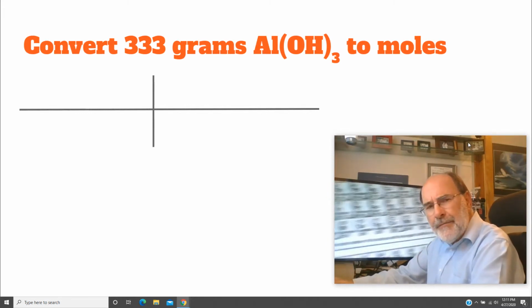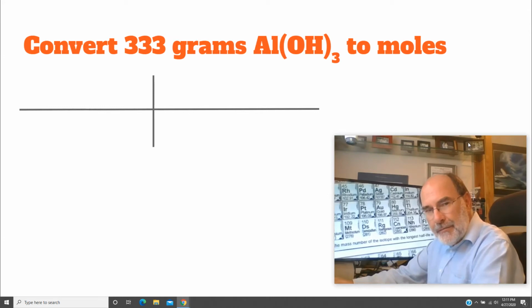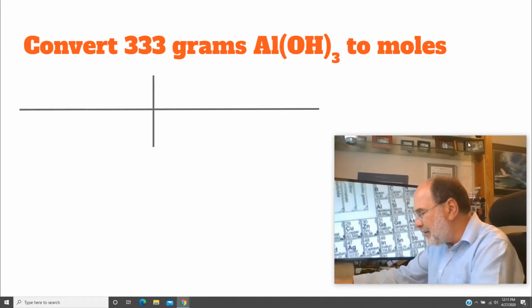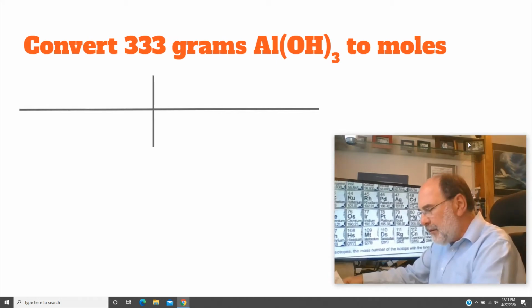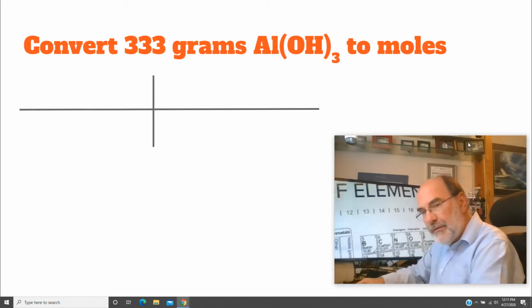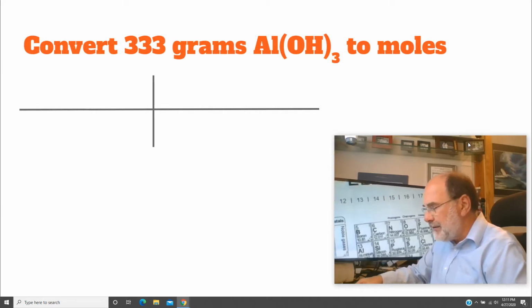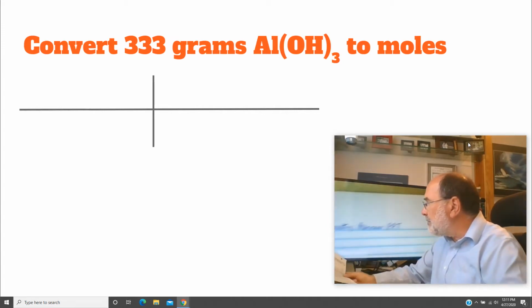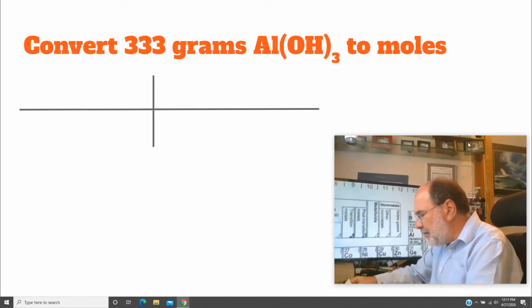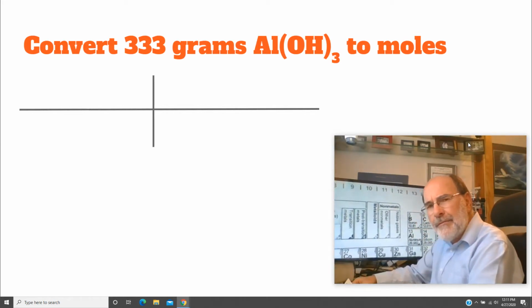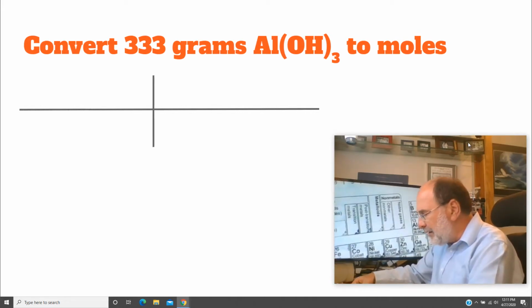So I need to figure out how many grams there are in 1 mole of aluminum hydroxide. So I go to the handy dandy periodic table, which you should have and consult, because I don't really expect you to be able to read it here where I'm working on this. You can just see a little bit of my screen. I'm going to round this off because it's close enough for me to do almost in my head.